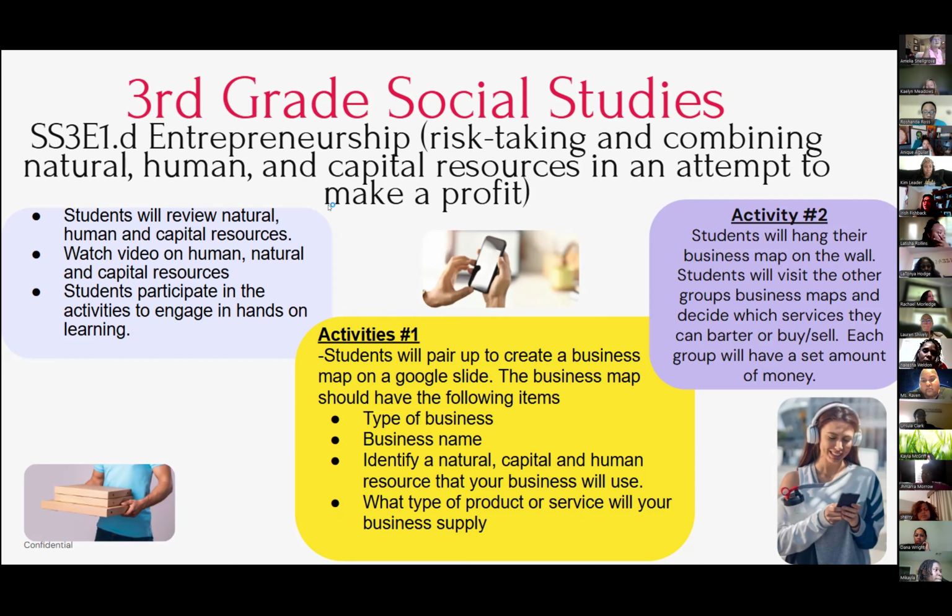And then the second activity is connected to the first. Everybody will hang their business around the classroom, and everyone will have a set amount of money, and they will have to go around and visit the other businesses and decide which business they're going to buy something or a service from, or which ones they are going to barter their services for. That way they know that they only have a certain amount of money to spend, so they're not going to be able to buy everything. They're going to have to really discuss it with their partner, like which product are we going to buy, or which service we're going to buy, or what are we going to try to barter.